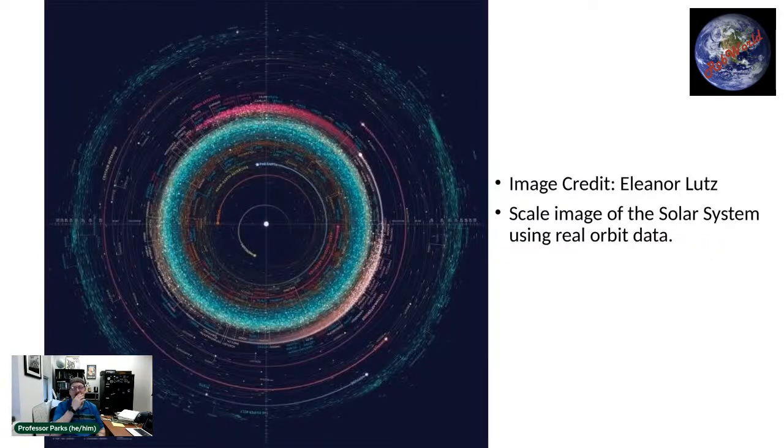And also, this is a bit old, but I love this. I actually have a clock made of this. This is done by Eleanor Lutz, who at the time, I'm sure she has her PhD at this point, was a biology grad student. And one of her passions is the visualization of science.